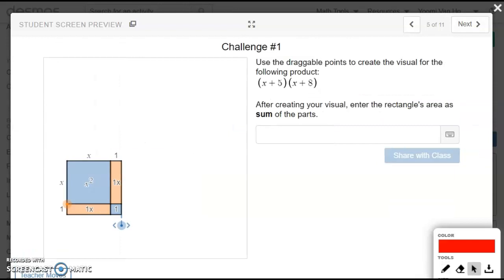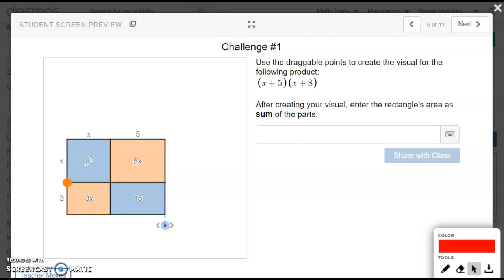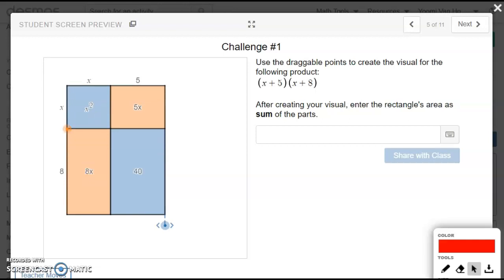Let's move on. Use the draggable points to create a visual for the following product: x plus 5 and x plus 8. So we have the x here, but we don't have plus 5. We have plus 1 here. We want the length to be x plus 5, so I need to move this to make it plus 5. There we go. I want the width to be x plus 8. So I have the x, but I need to move this to make it 8. Here we go. x plus 8 is the width, and length is x plus 5.